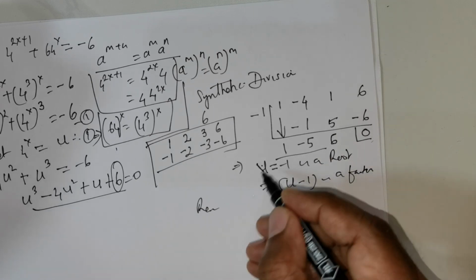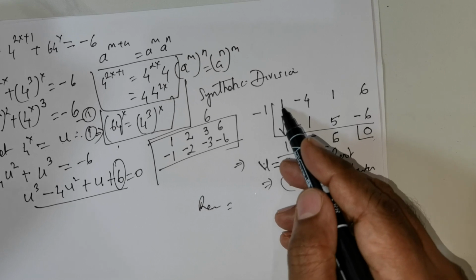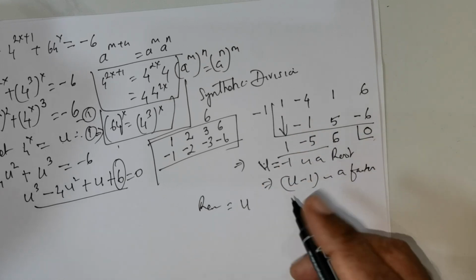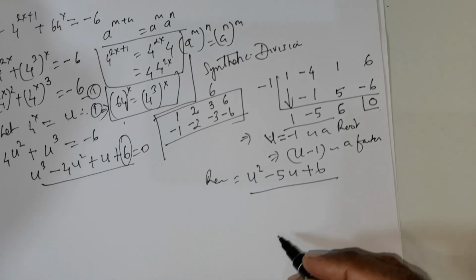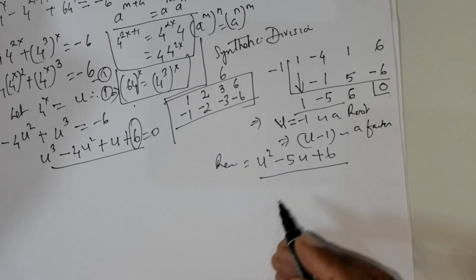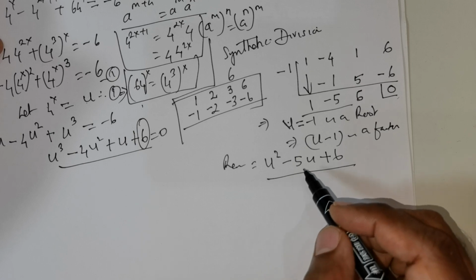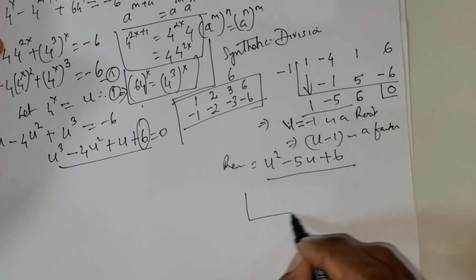So this is called the remainder. The remainder is, you started with u cubed, so you have to start here with u squared, negative 5 times u, positive 6. So this is the quantity that we have got now. Now you can either follow the same method, no harm in it.